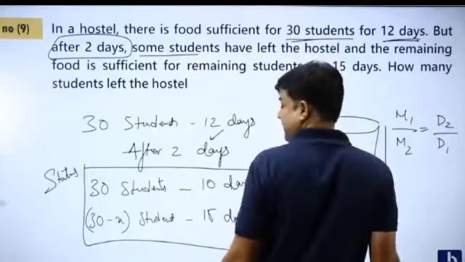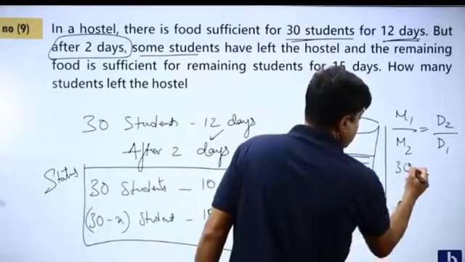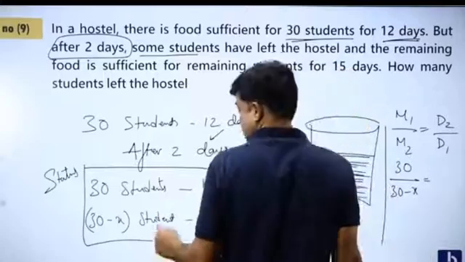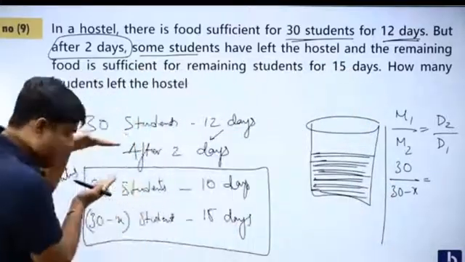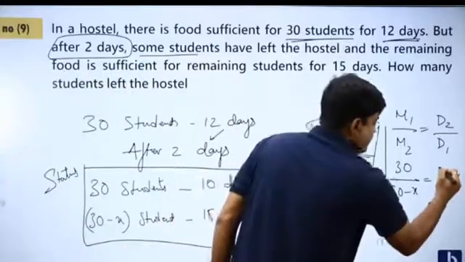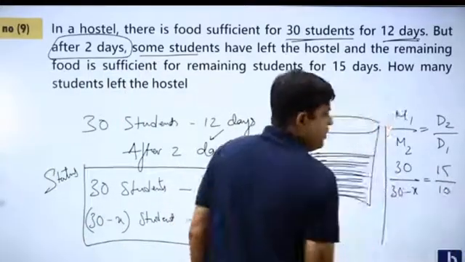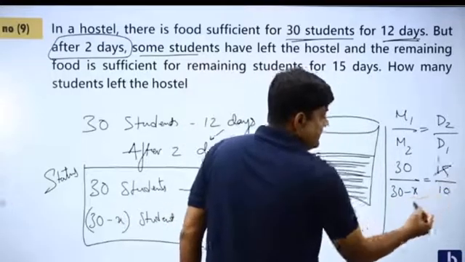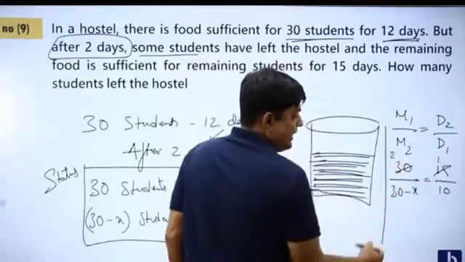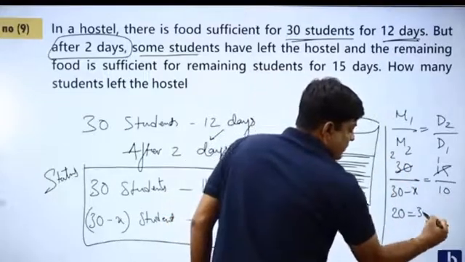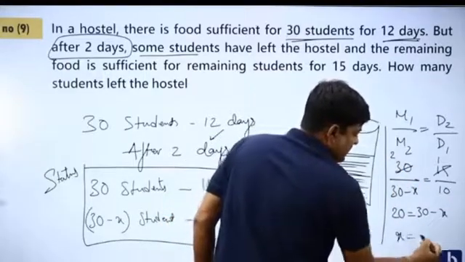So tell me what's the value of m1? 30. 30 by 30 minus x must be equal to, not m1 by m2 is d1 by d2, d2 by d1, 15 by 10. Okay, everybody, so we have to cancel all these things here. This is 15 ones are, this is 15 twos are. This goes here, this goes here. 20 is equal to 30 minus x. x is equal to 10.